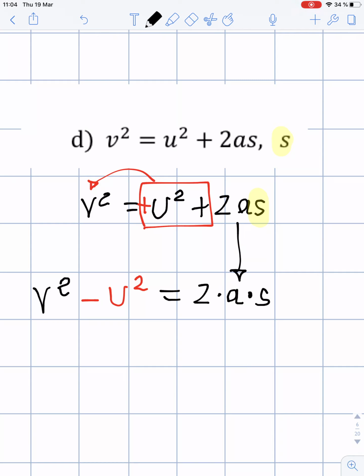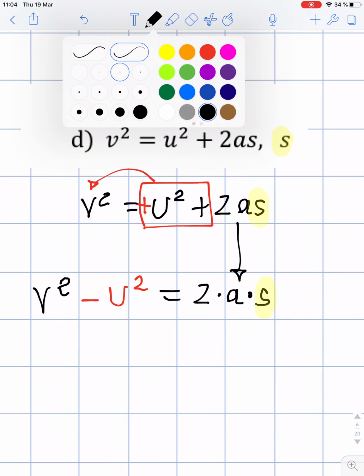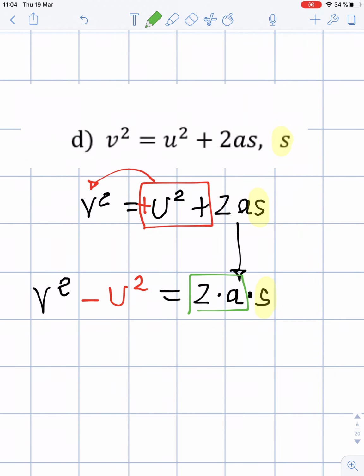Now, we need to find s. Again, don't forget your target. You need to find the value of s. Now, together with the s, we have 2a. With the 2a that is multiplying both, we are going to pass this to divide to the other side. Finally, we have this expression.